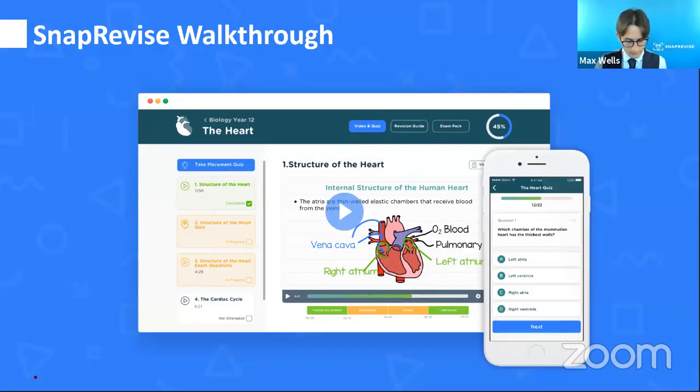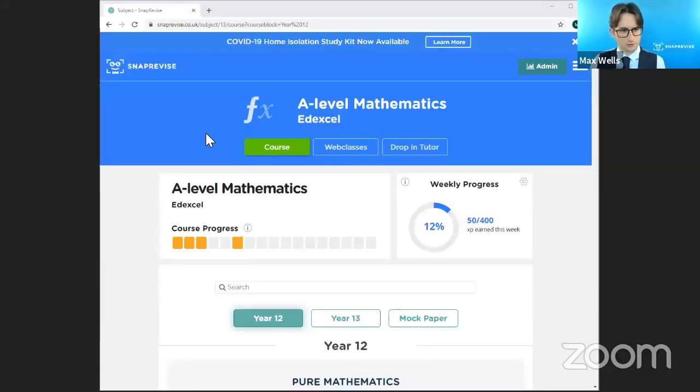What I'm going to just quickly mention, which I'm sure you've maybe seen before, is I do just want to quickly share with you some information about the site. Could you please let me know you can still see this? Can you all still see my screen? Okay, so I think I've just shared it so that you can see the Snap Revise site.